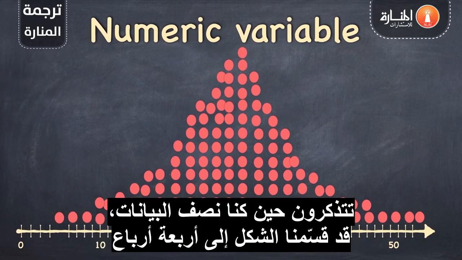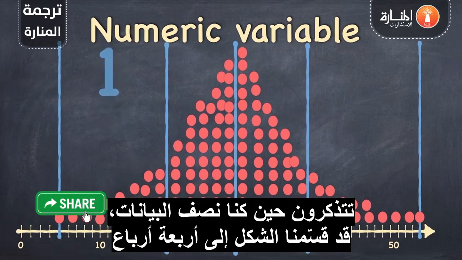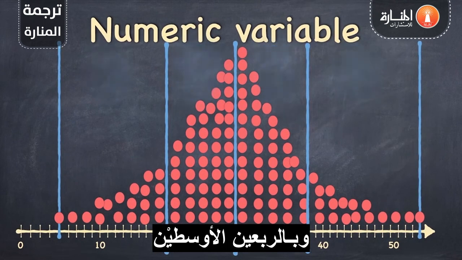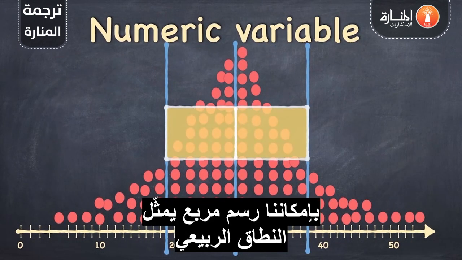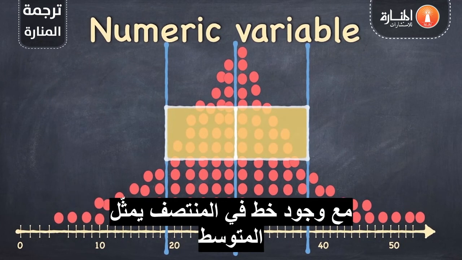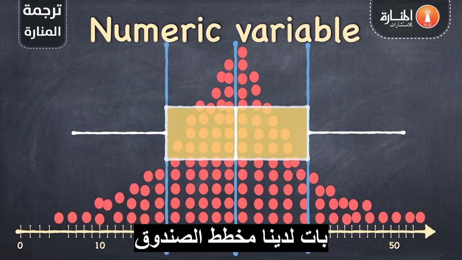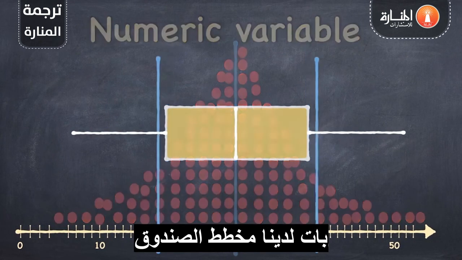Next, let's talk about box plots, right? Remember when we were describing our data, we divided our data into 4 quarters, right? And the middle 2 quarters were described as the interquartile range. Well, we can draw a box that represents the interquartile range with a line in the middle representing the median. So voila, we've got a box plot.